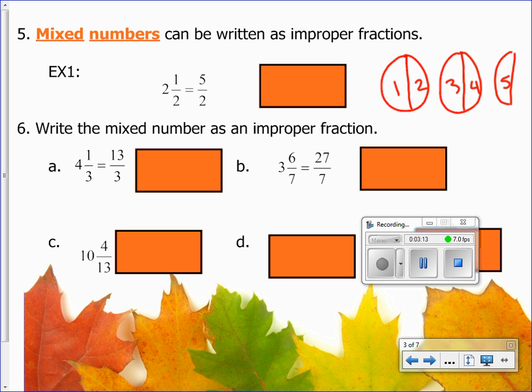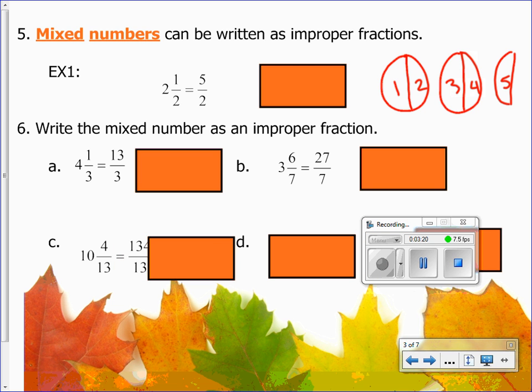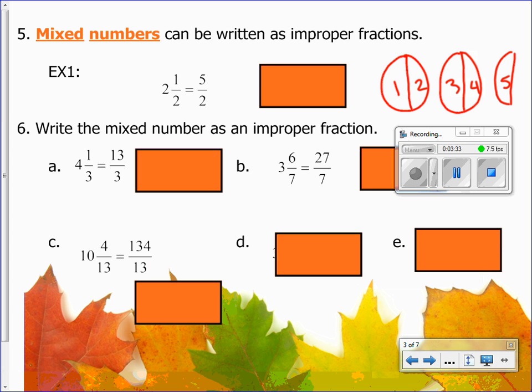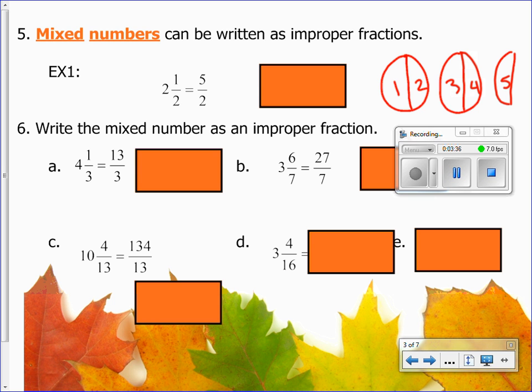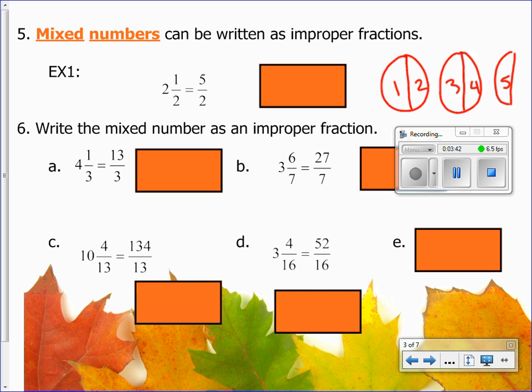C, you have 10 4/13. That is 134/13, because 10 times 13 is 130, plus your 4 is 134/13. In D, we have 3 4/16. So in D, I have 52/16.